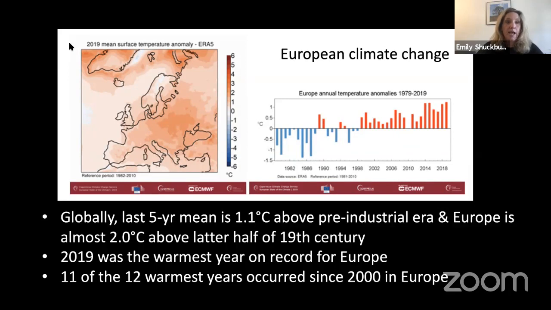And here are some of the headline findings of that. So the last 5 years globally, as I described, have been just over 1 degree warmer than they were in what we call pre-industrial times, that period around about 150 years ago, before the Industrial Revolution really started to ramp up. In general, we've been seeing that land areas have warmed up more than the ocean surface. And so Europe itself has warmed up more than the global average. And we've seen that there's been around about 2 degrees of warming in Europe over the last 100 years or so, since the late 19th century. This last year, 2019, was the warmest year on record for Europe. And indeed, 11 of the 12 warmest years occurred since the turn of the millennium in Europe.